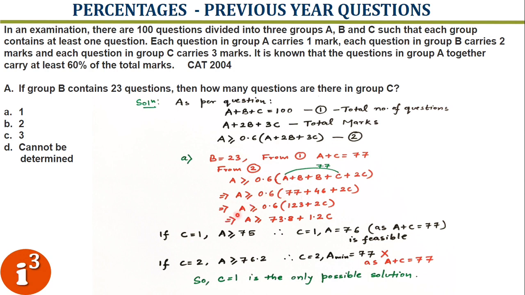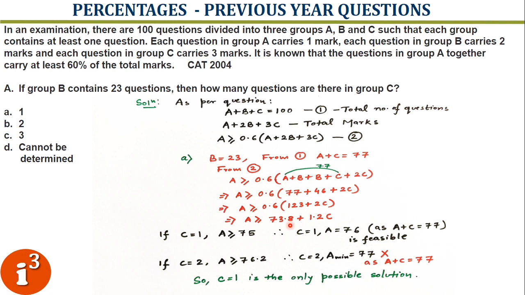So we multiply and we find out this value, that a should be greater than or equal to 73.8 plus 1.2c. Now we know that a plus c has to be 77. So we see that c should be 1, 2, 3, something. 0 it cannot be, because it's given that each question carries 1 mark. So c is 1. If c is 1, then a should be greater than or equal to 73.8 plus 1.2.